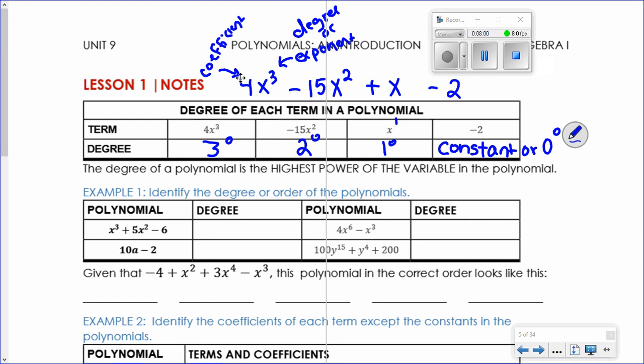Now, look at example 1. I want you to put a circle around the term with the highest power. So here, the term with the highest power is this one. So what do you think the degree of the polynomial is? Third degree. Doesn't matter that there's a second degree term or a constant right there. Just the biggest term. So circle the next one. What's the degree?